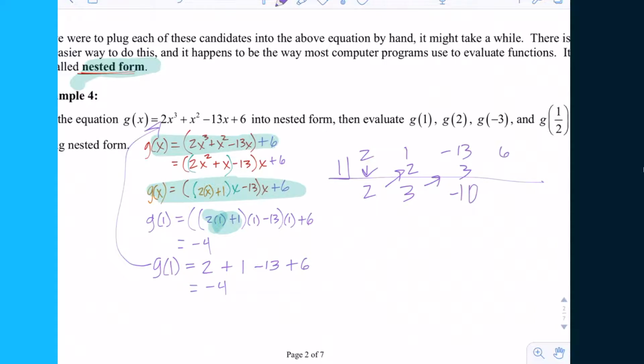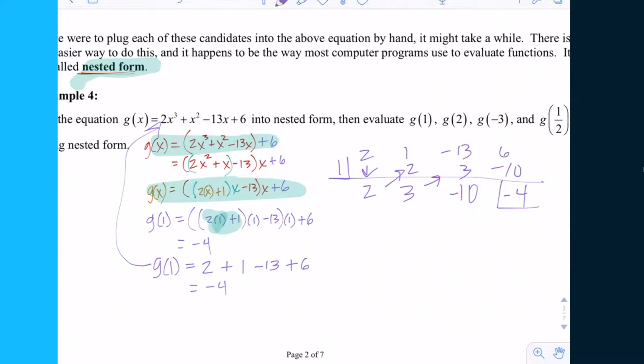And now we multiply on the bottom, negative 10 times 1, which is what we did over there. Slide it up here. And then we added a 6, which is what we're doing. And we get negative 4. So there you go. The synthetic substitution, as we know it, as we saw it yesterday and you saw in Algebra 2, is basically the nested form simplified. You don't have to take all that extra effort of factoring out x's. You just write the coefficients out and do that little process. So it's much, much nicer.